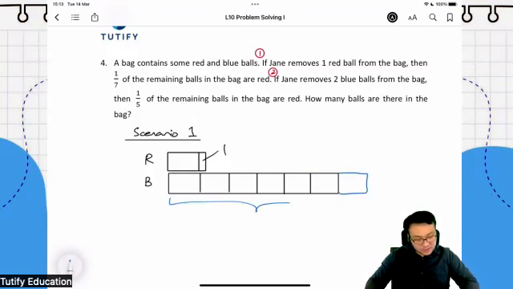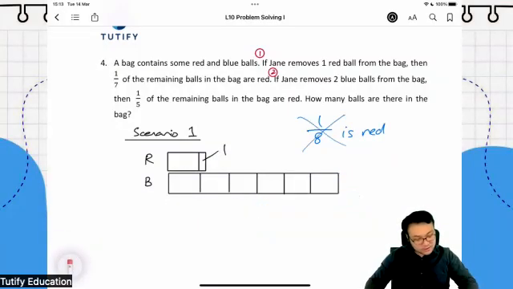If you have 7 units here, then the total will be 8 units, right? So then it becomes 1 out of 8. 1 out of 8 is red. And that is wrong. So you cannot have 7 units. You must only have 6 blue. 6 blue units, okay?